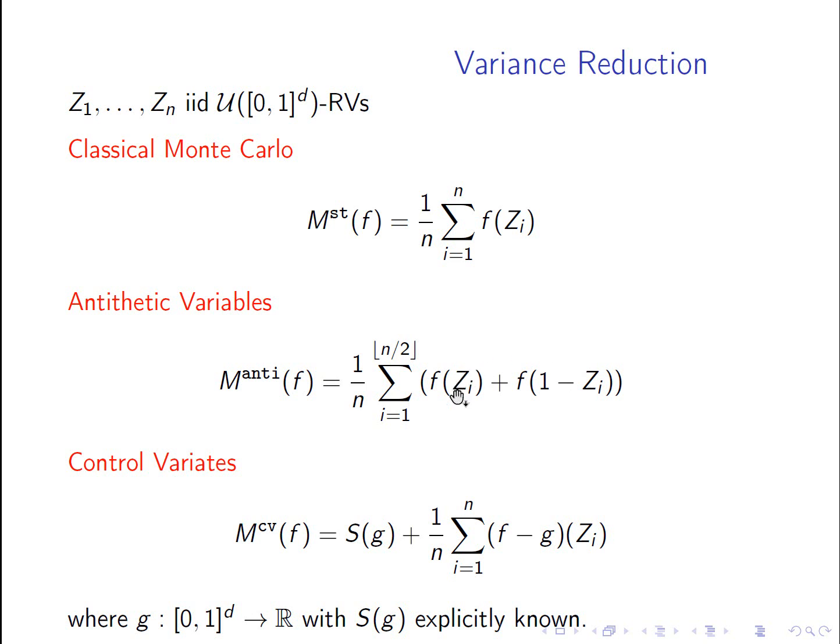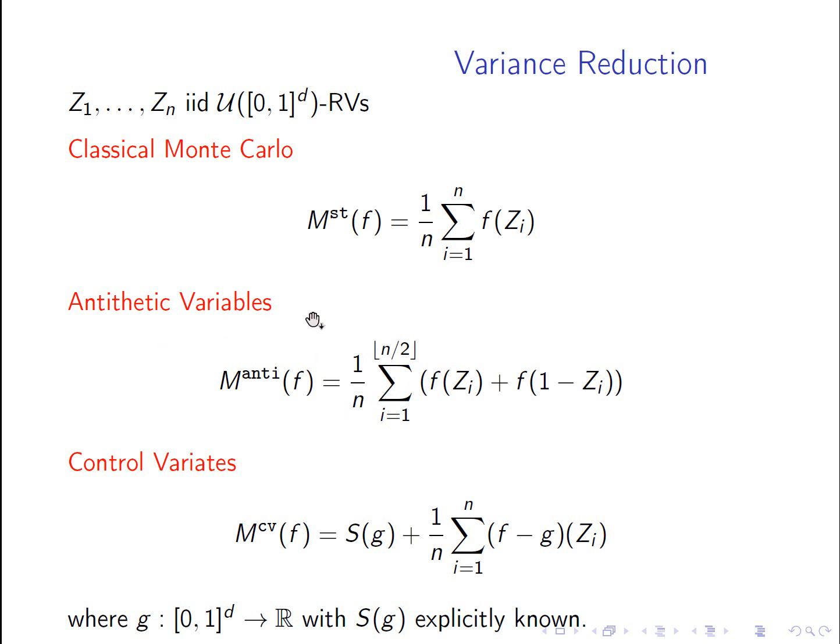So we have f of Z_i, f of 1 minus Z_i, we sum it, then we are summing over the i's, and we are again averaging over n. And we average not from 1 to n, but only to n half, or more precisely the integer part of n half, because the number of evaluations of f is the quantity which counts. Also, if we would sum here from 1 to n, we would have to standardize by 1 over 2n.